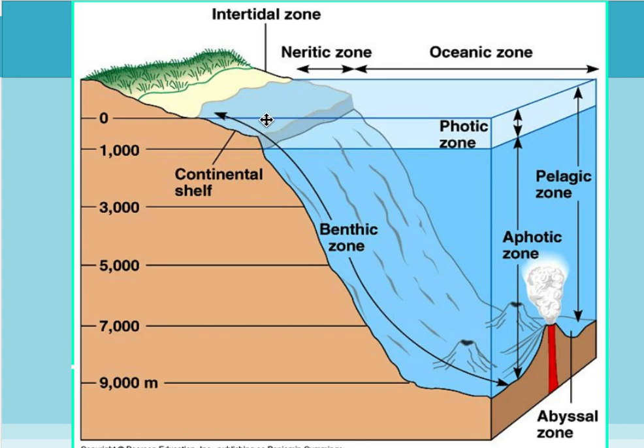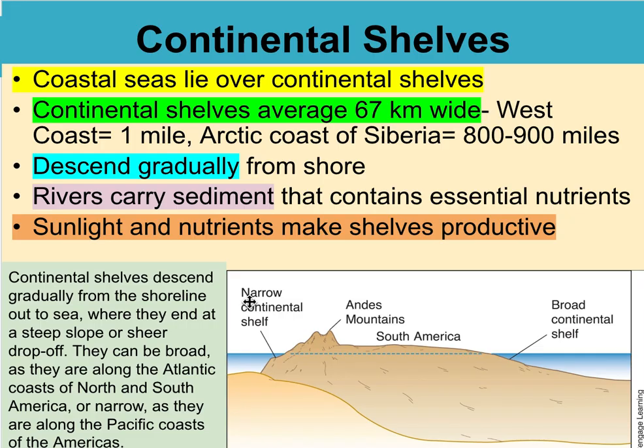And just above that is the water, just above the continental shelf before it goes down the slope. That water area is called the Neritic Zone. So the Neritic Zone is the area of water above the continental shelf, and then there is the continental shelf. And in different places, these are different lengths.